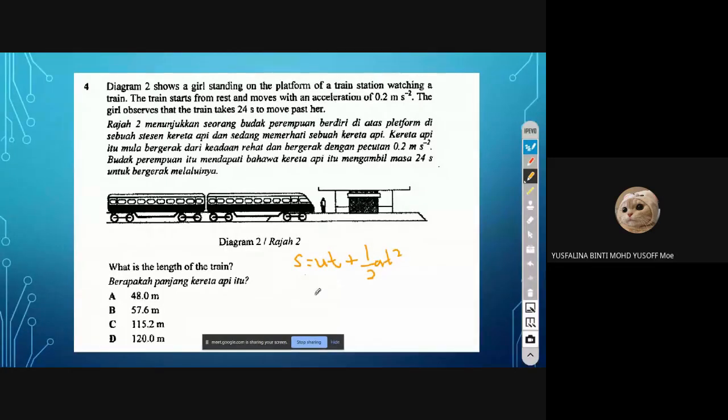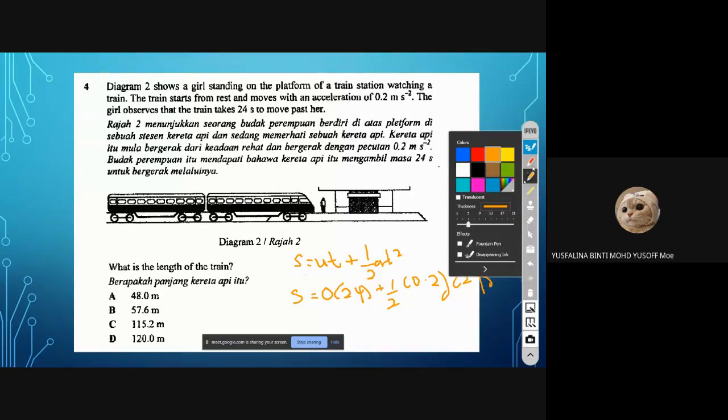Right? So S, you need to find the length of the train. U is 0. T is 24 plus half. A is 0.2, given the equations, and T squared is 24 squared. Then you just use your calculator, so you got your answer is B. Just calculate using your calculator. Alright, so we move to the next question.